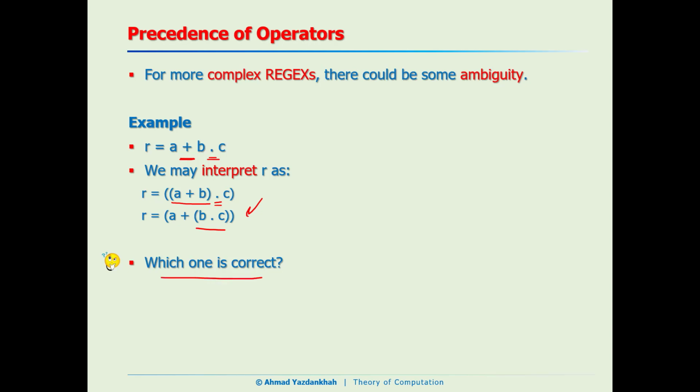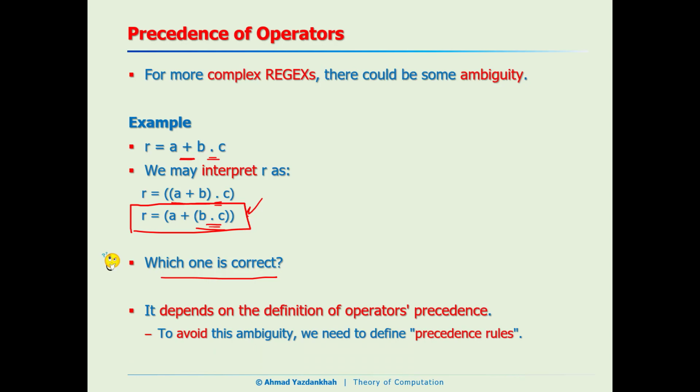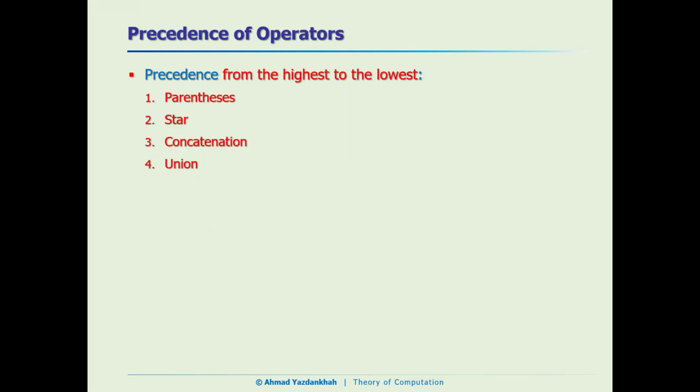Okay, so which one is correct? I'm sure most of you said this one. Concatenation has more precedence, but you are actually using your elementary algebra knowledge. Even though your choice was correct, to be on the safe side, or let's say to be cautious as a scientist, it depends on the definition of the operator precedence. To avoid this kind of ambiguity, let me introduce the order of the precedences.